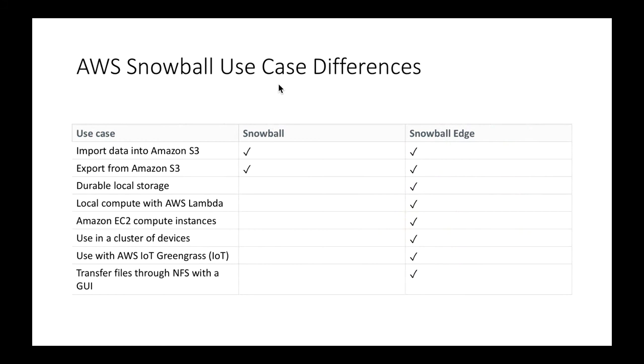Just do not worry about all these services as of now. The whole idea for you to remember, if someone asks you in an interview what is the difference between Snowball and Snowball Edge, is that Snowball only comes with storage. Snowball Edge comes with storage as well as compute. So that is the primary difference between these two services. I mean, there are multiple use cases which you can tell them, but this is the primary difference.